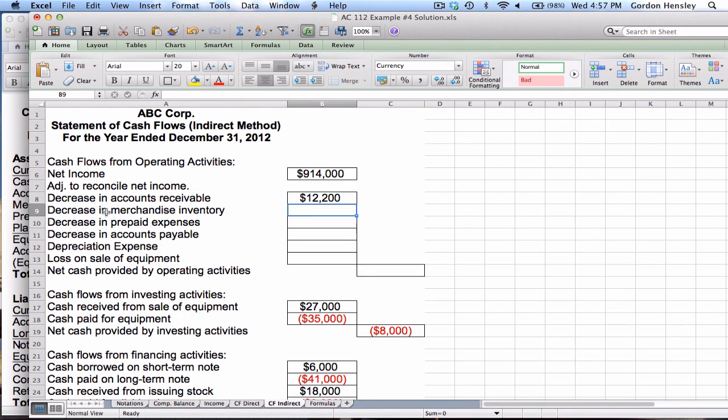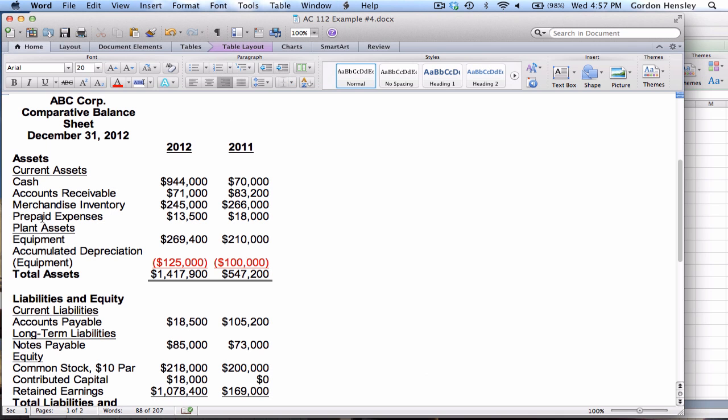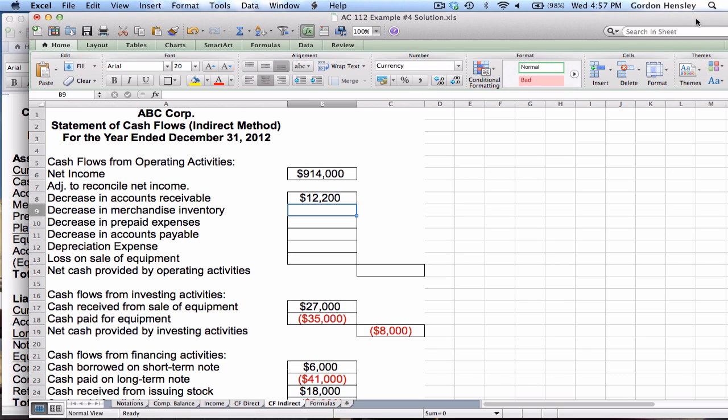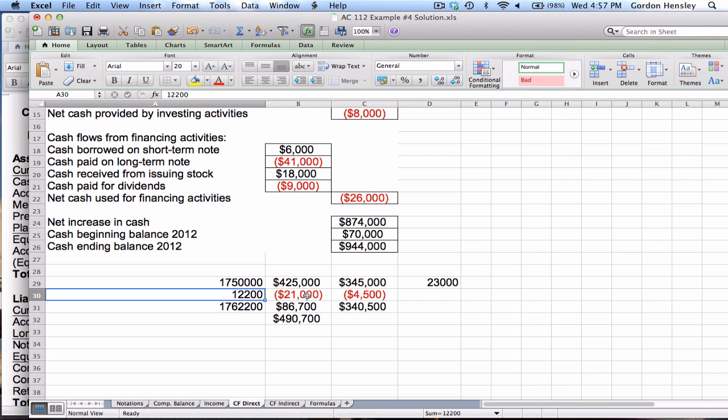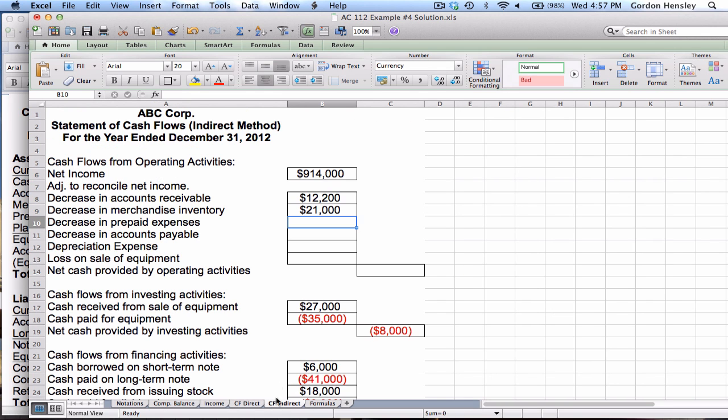Then it says decrease in merchandise inventory. Well, on my balance sheet, inventory went from 266 to 245. Well, that's a difference of 21,000. And again, I could calculate that, or right here it is. That's where I calculated it previously, my decrease in inventory.